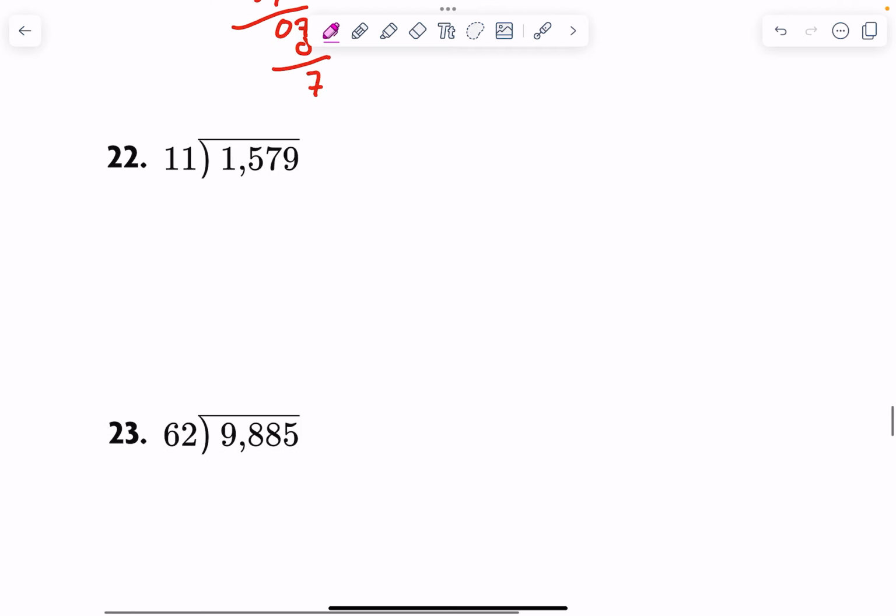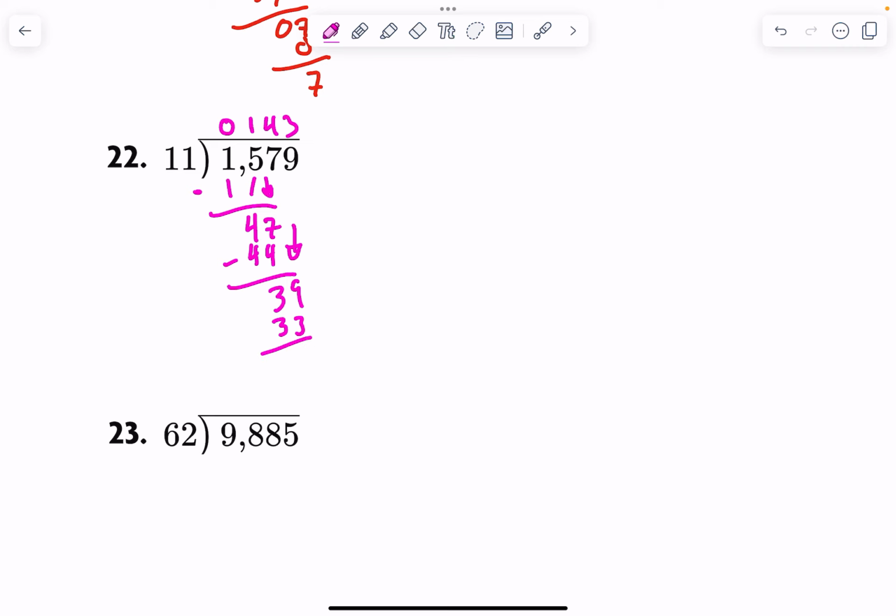Now 11 goes into 1 0 times. 11 goes into 15 1 time. 11 is 4. Bring down the 7. This is 4 again, so this is 44. So this is 3. We're down at 9. 11 times 3 is 33. 6. That's my remainder. Remainder 6.